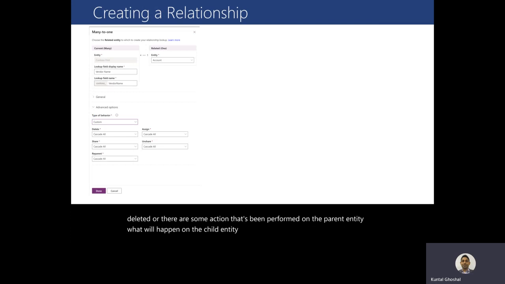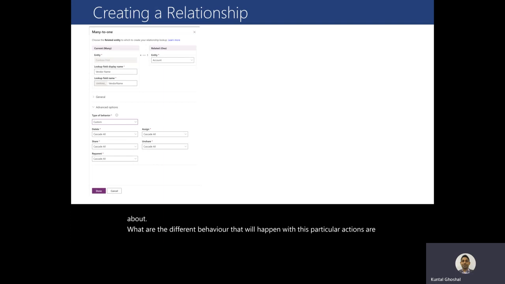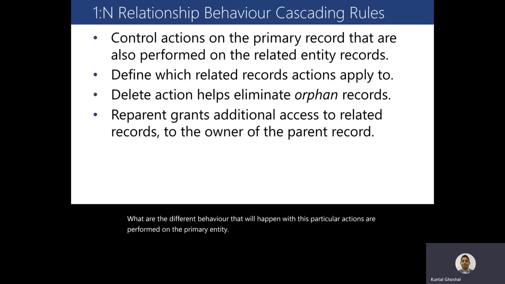Apologies, just to mention a couple of other things. This particular section, like delete, assign, share, talks about the different behaviors that will happen when these particular actions are performed on the primary entity. Like the one-to-n relationship behavior, some of the cascading rules control actions on the primary record that are also performed on the related entity records. So when you perform something on the parent record, what will happen to the child record.